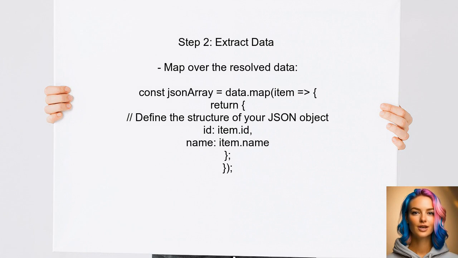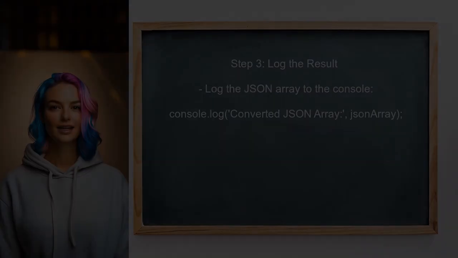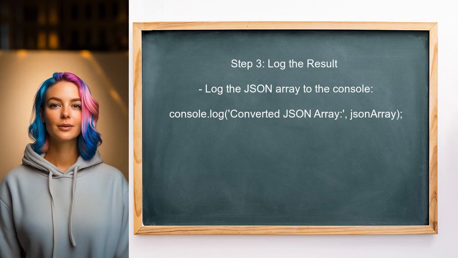This can be done by mapping over the data to create an array of JSON objects that meet their requirements. After creating the array of JSON objects, the user can log the result to the console to verify that the conversion was successful. This is an important step to ensure that the data is formatted correctly.